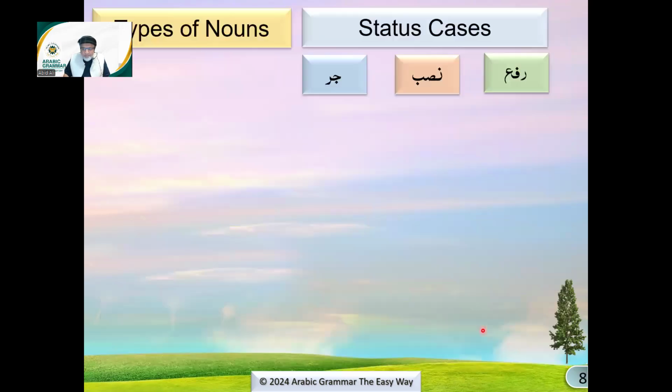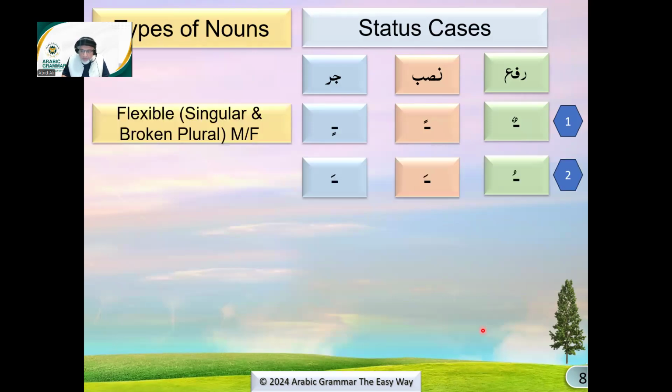For example, for Rafa, Nasab, and Jar, in the singular group or broken plural group, we can either look at the Dhammatan, Fathatan, and Kasratan at the last letter to give us the Rafa, Nasab, and Jar. Or they could be singular Dhamma, singular Fatha, or singular Kasra. So there is a typo here. This is supposed to be a Kasra.